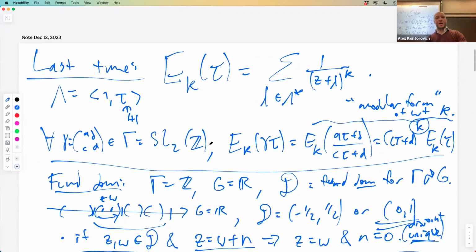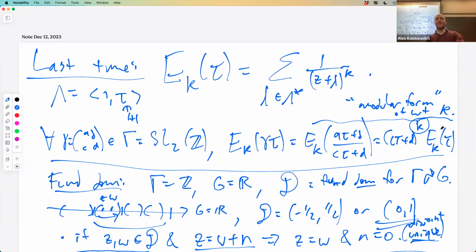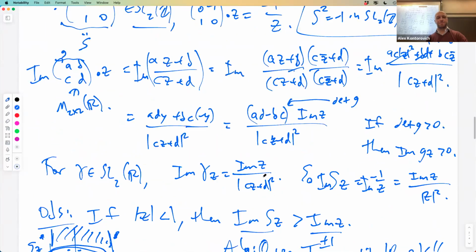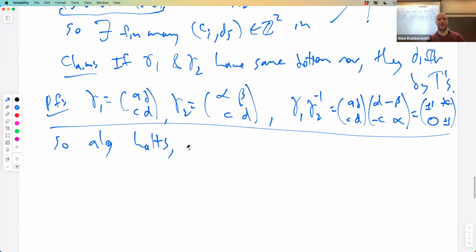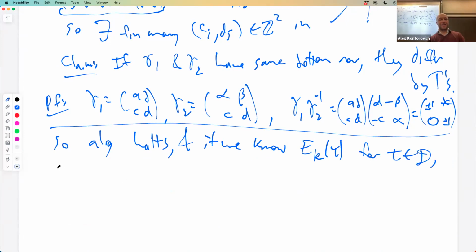Okay, so what that means is if we know the value of Ek on just this domain, it's not that it's the same everywhere else, but it changes everywhere else by this process. And if we know Ek of tau for tau in this domain, then we know it everywhere. Then we can extend everywhere by modularity.